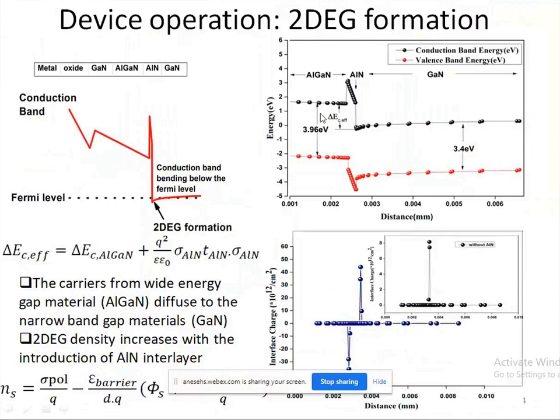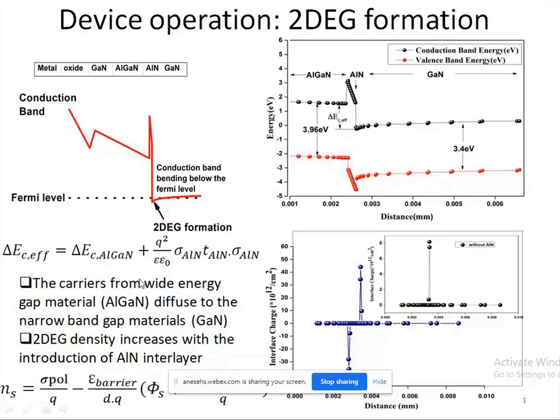So this is the band diagram when this aluminum nitride was incorporated. Here the conduction band offset increases when this aluminum nitride is introduced at the heterointerface. This is AlGaN with a band gap of 3.96 and GaN with a band gap of 3.4. When AlN with a very high band gap of around 7 or 8 is introduced in between, it is found that a huge conduction band offset is created. This is the increase in the conduction band offset, that is delta EC effective.